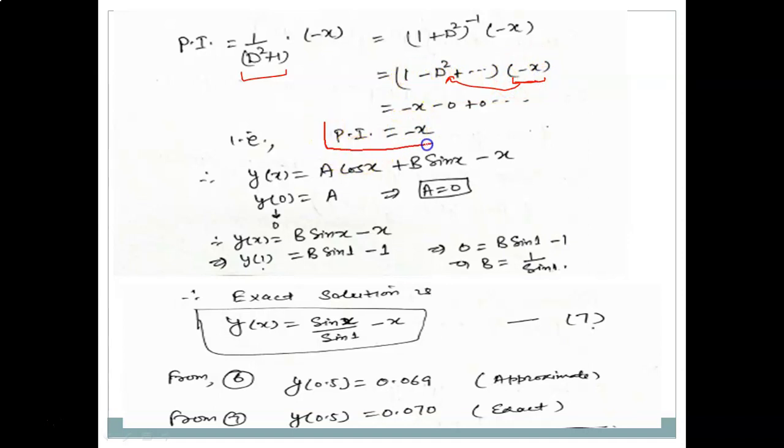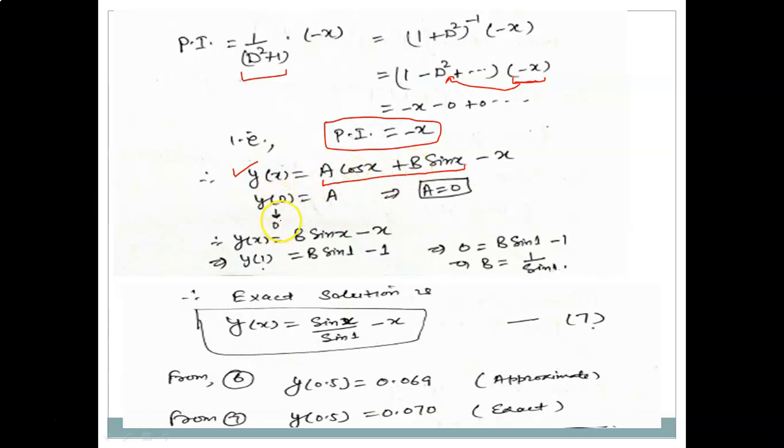So ultimately the particular integral in this case is this one, and the complementary function was this, a cos x plus b sin x. So the complete solution is given by y(x) equal to complementary function plus particular integral. So this is the complete, exact solution actually, we can say. Now apply the boundary conditions to find the values of these unknown constants a and b.